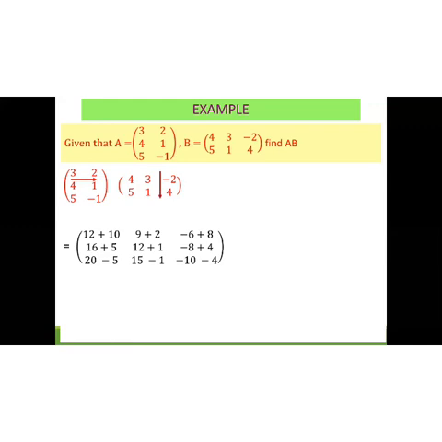So the third column gives us 4 times minus 2 plus 1 times 4. Now we've gotten the elements in this row, so let's go to the next step.